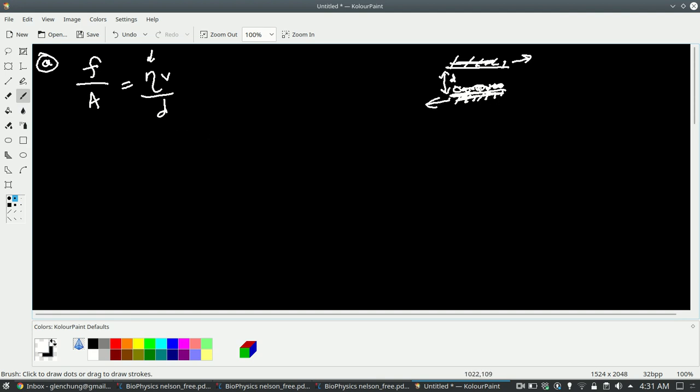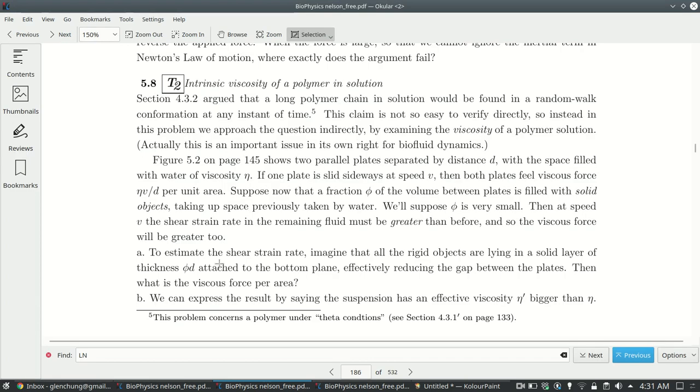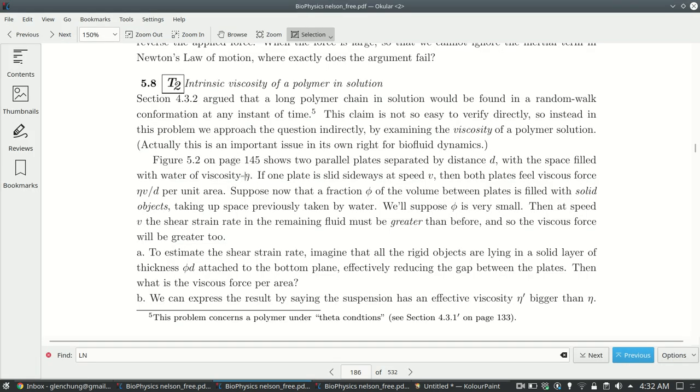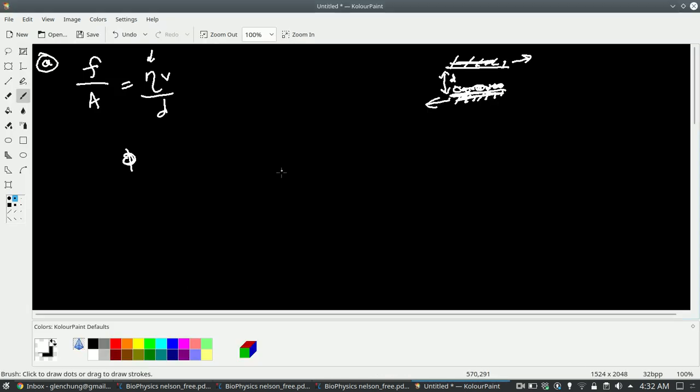Well, how much space is the solid stuff taking up? Now they have given us some information about that. They have said that phi is the fraction of the volume between the plates that is filled with solid objects. So phi is like a mole fraction, right? If a fraction of the volume between the plates is filled with a solid object, and in part A it says the rigid objects are lying in a solid layer of thickness phi d, right? So this thickness right here, that is phi d. That means d is going to be reduced by phi d. So d minus phi d, that's the new d.